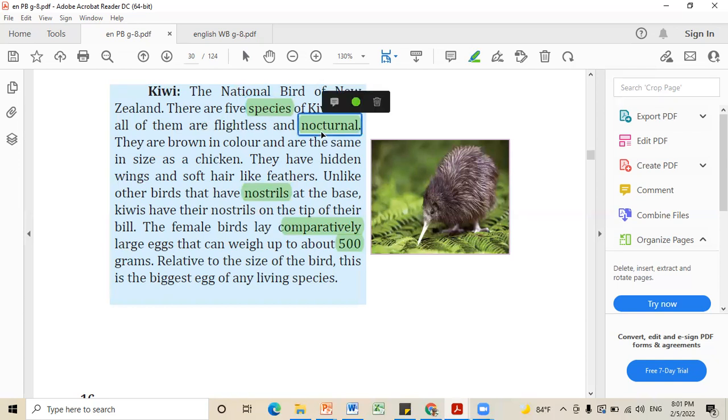Flightless and nocturnal, right? So flightless, we know. And what do we mean by nocturnal?